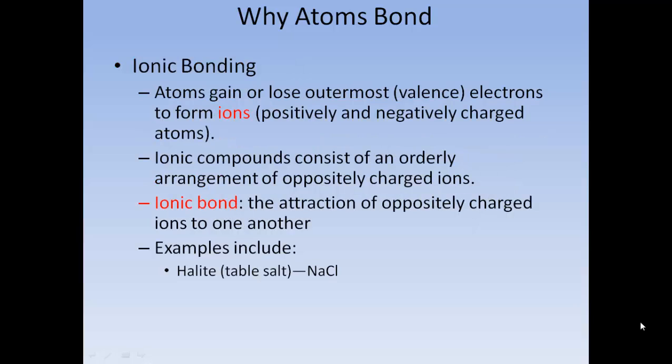Ionic bonding. Atoms gain or lose outermost valence electrons to form ions, which are positively and negatively charged atoms. Ionic compounds consist of an orderly arrangement of oppositely charged ions. So an ionic bond is the attraction of oppositely charged ions to each other. One example is halite, a mineral that we know as table salt, and it's made from sodium and chloride.